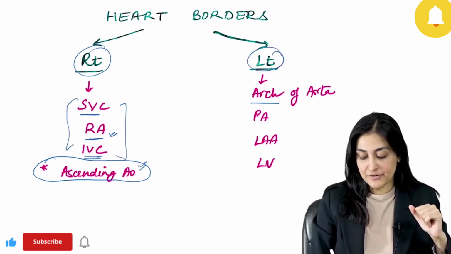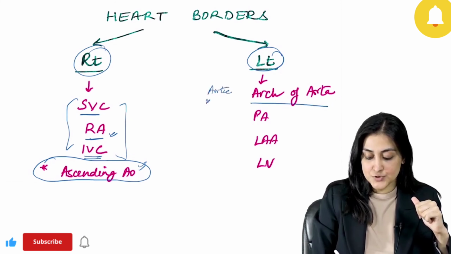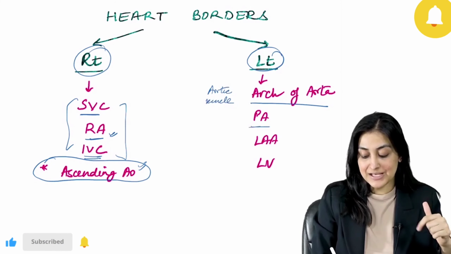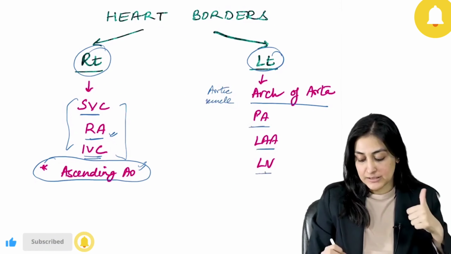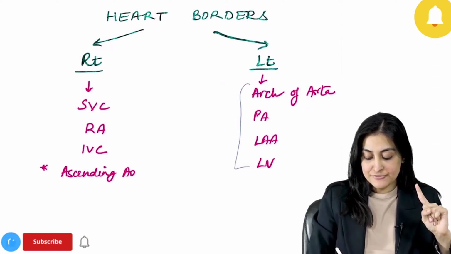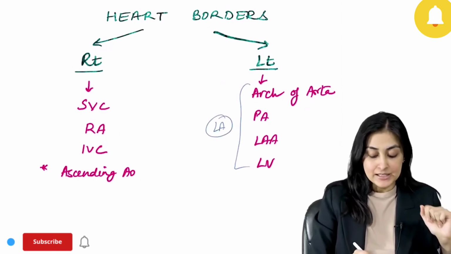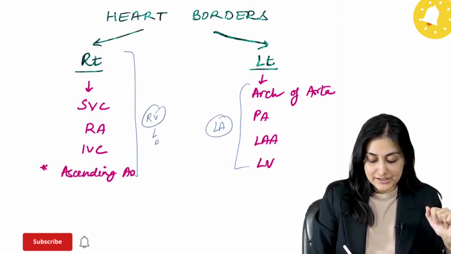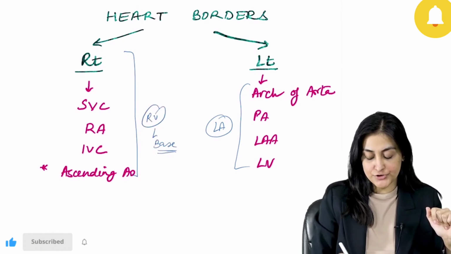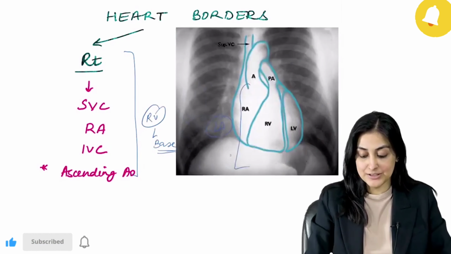So from the top you have arch of aorta, which is called the aortic knuckle. So this is referred to as aortic knuckle. Then we have the pulmonary artery, left atrial appendage and left ventricle. Note to be made, left atrium doesn't contribute to the left heart border, alright, and the right ventricle contributes to the base, to the inferior part of the heart border, alright. So these are the chambers which contribute to the heart border when we see it on an X-ray.